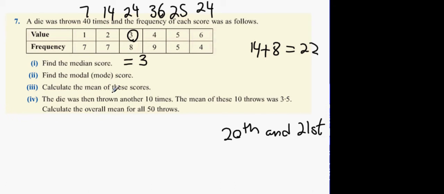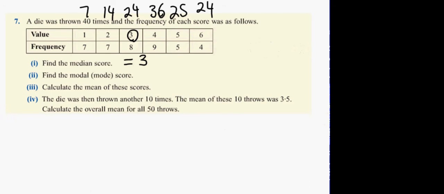Okay? Calculate the modal score. The modal score is the score that occurs most frequently. Which score occurs most frequently on the chart? Number 4.